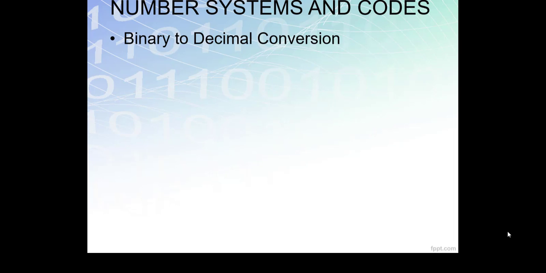Binary to decimal conversion. Given a binary number 1001, convert the binary into equivalent decimal.